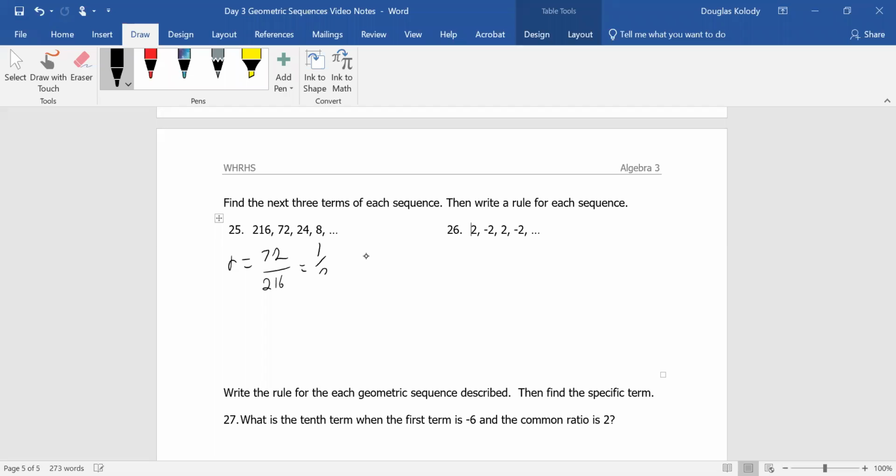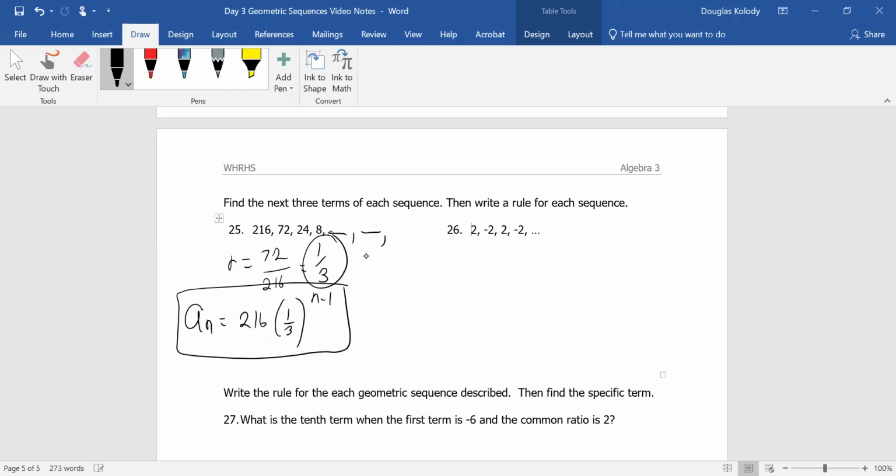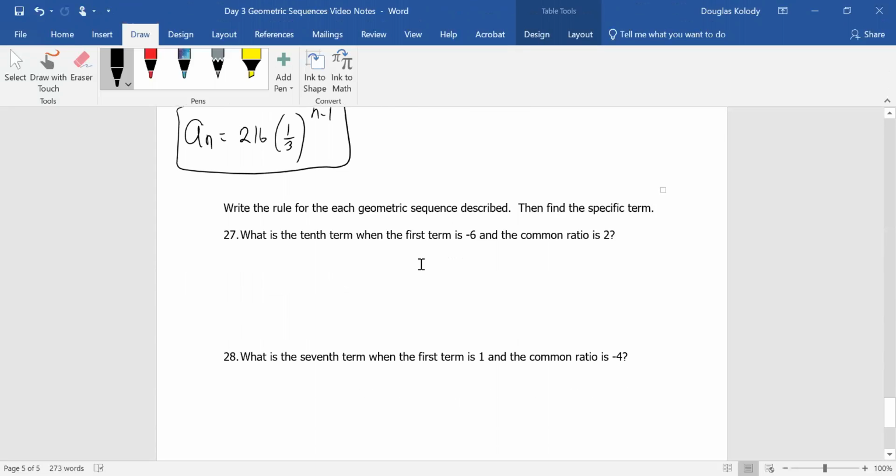So this reduces to 1/3. Calculator's cool. Then write the rule. So write the rule. It's A sub n equals 216 times 1/3 to the n minus 1 power. We wrote the rule. And then the next 3 terms. So 8 times 1/3. I'm just going to go dash, dash, dash. That's going to be 8 divided by 3. Then 8 divided by 9. Then 8 divided by 27. What did I do? I just multiplied by 3 in the denominator.